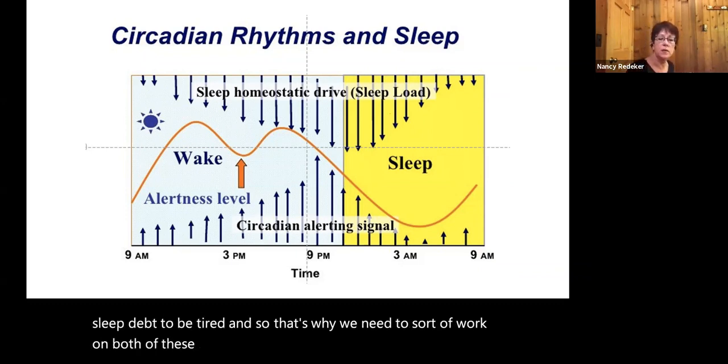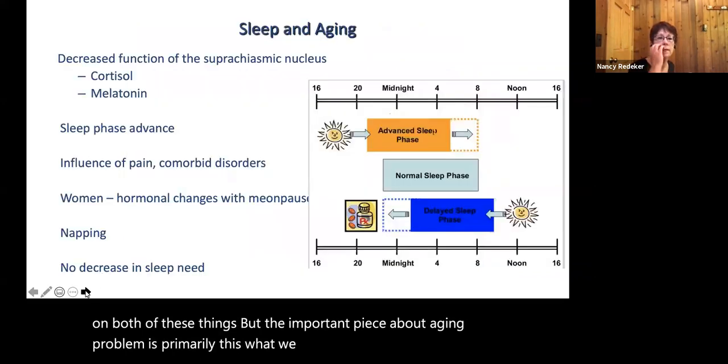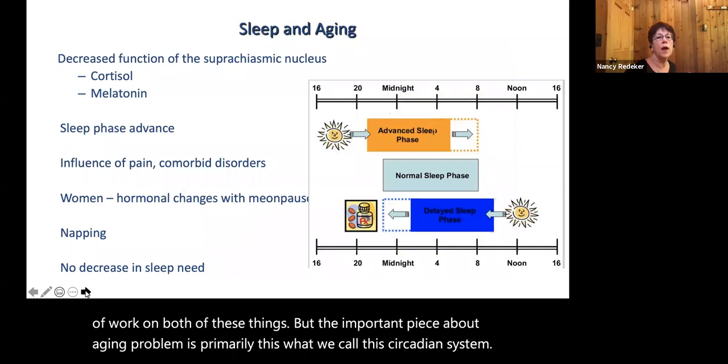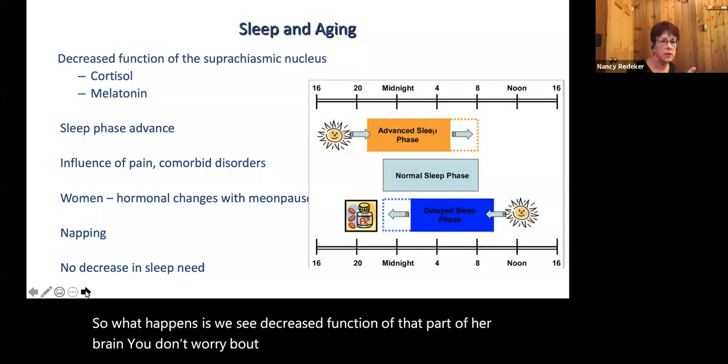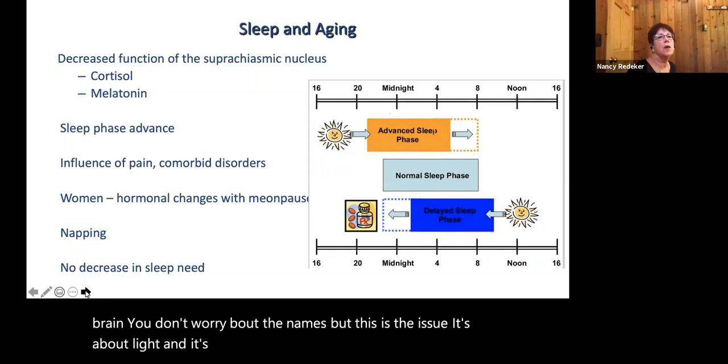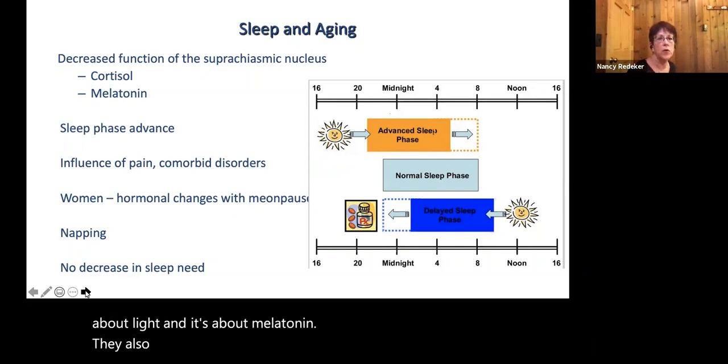And so that's why we need to sort of work on both of these things. But the important piece about aging is primarily this, what we call the circadian system. So what happens is we see decreased function of that part of our brain. You don't worry about the names, but this is the issue. It's about light and it's about melatonin. They also contribute to this thing called cortisol, which is a stress hormone.